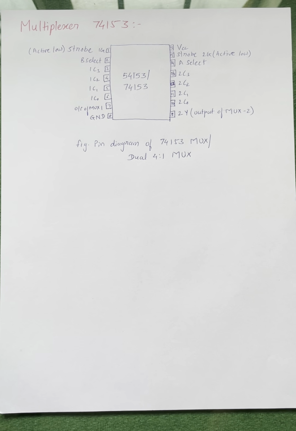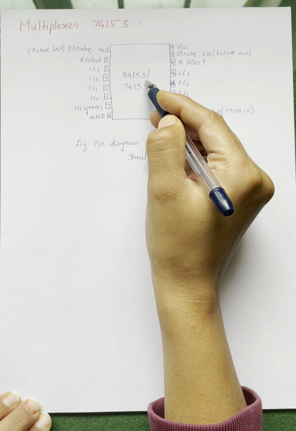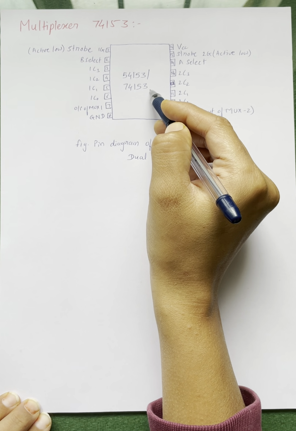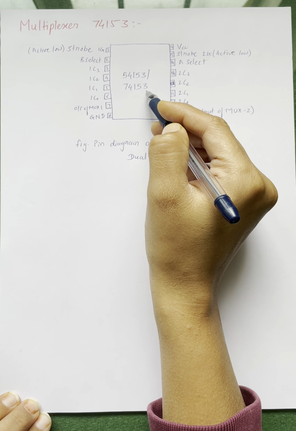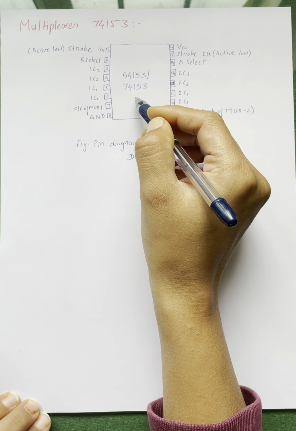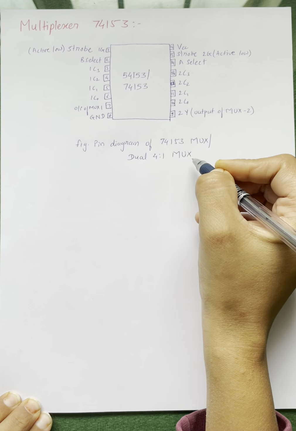This IC is also named 54153 or 74153, or simply we can say dual 4:1 mux IC. Why is it called dual 4:1 mux IC? Since in this single IC we have two 4:1 multiplexers. That's why it is called dual 4:1 mux.